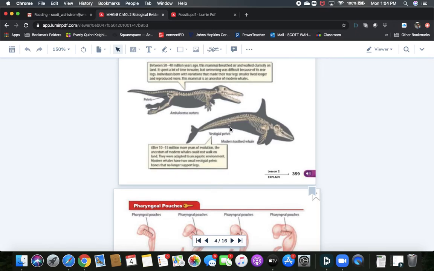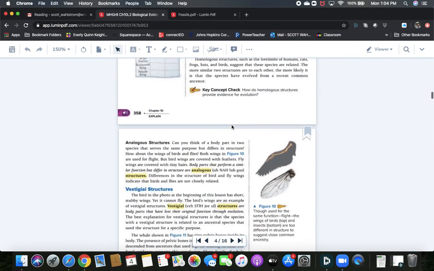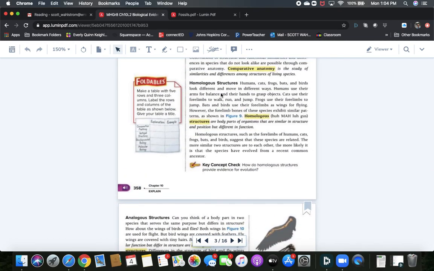The answer, of course, being that the legs evolved out of an ancestor over time as the whale became better adapted to the water. That's the end of our reading today.